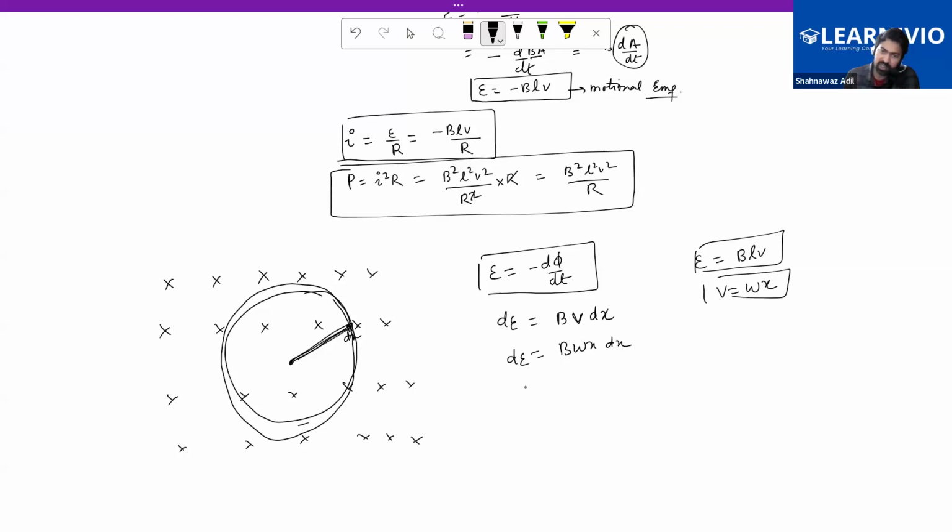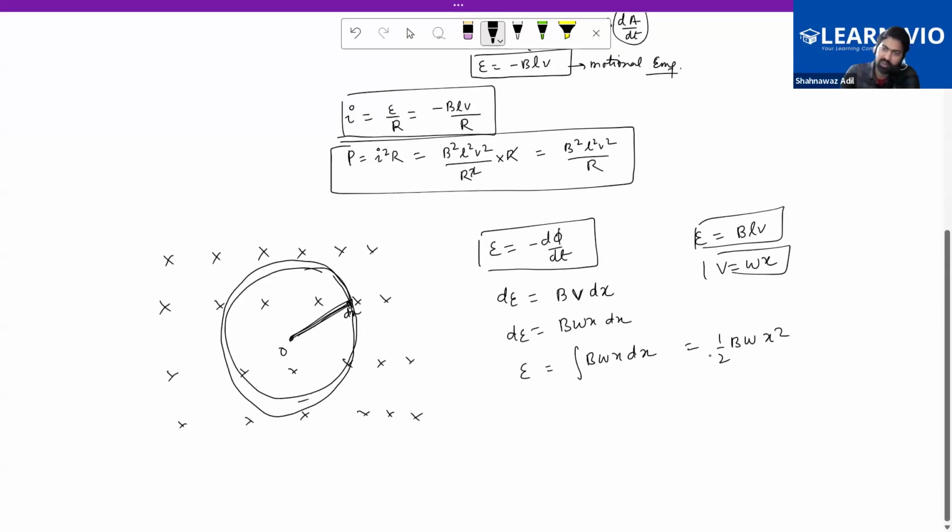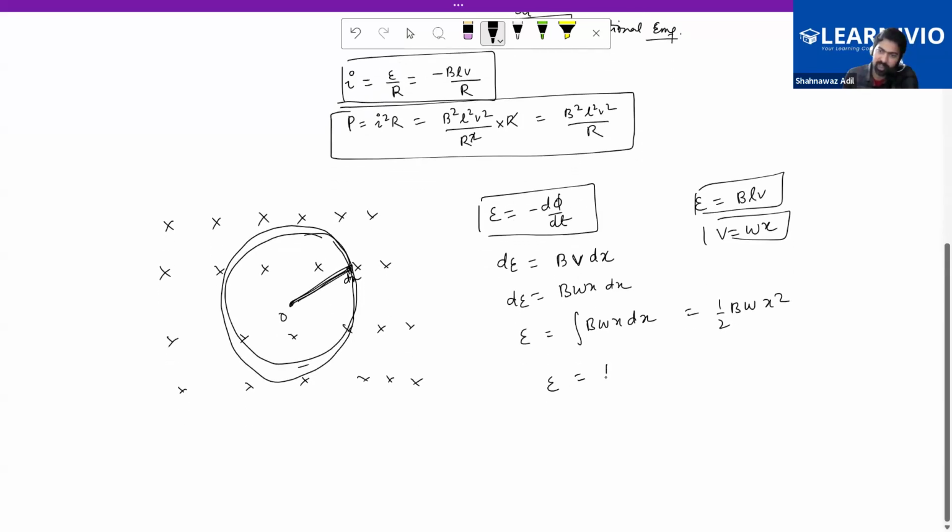Then we can integrate this thing, and we will get half B omega x squared. And the limit of this is from 0 to r. So this thing would be simply half B omega r squared. So this is the EMF of a rotating one, right? This is the motional EMF of this rotating one.